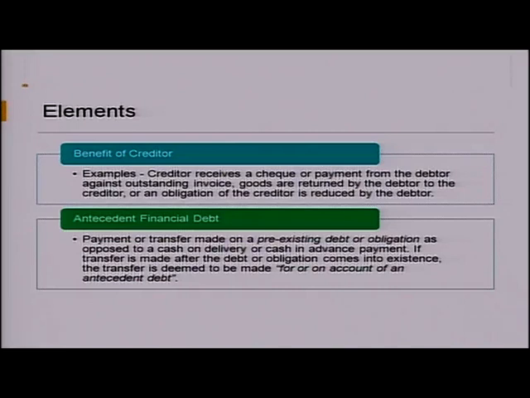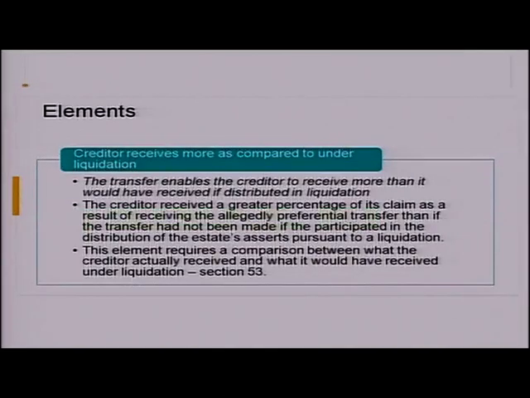Now, one of the important aspects which we saw was antecedent financial debt. Now, what is the meaning of antecedent financial debt? I think you can see it on your screen. Payment or transfer made on a pre-existing debt. Now, this is one of the conditions. Pre-existing debt or obligation as opposed to cash on delivery or cash in advance payment. Now, if a transfer is made after the debt or obligation comes into existence, then the transfer is deemed to be made for or on account of antecedent debt. So this is extremely important, that there must exist antecedent financial debt.